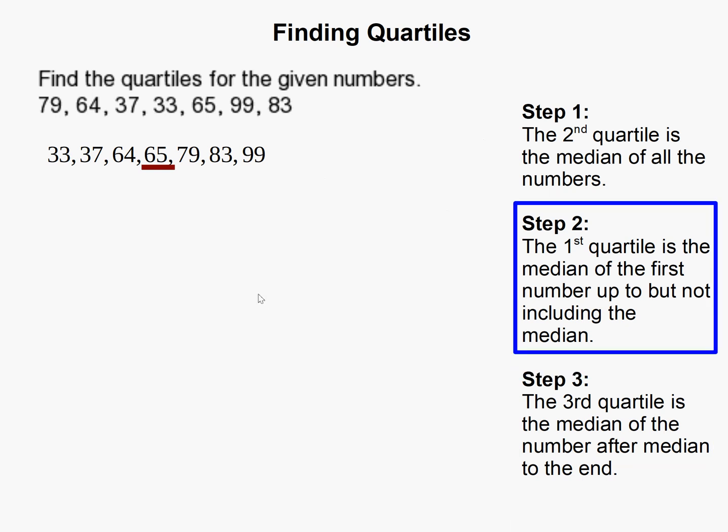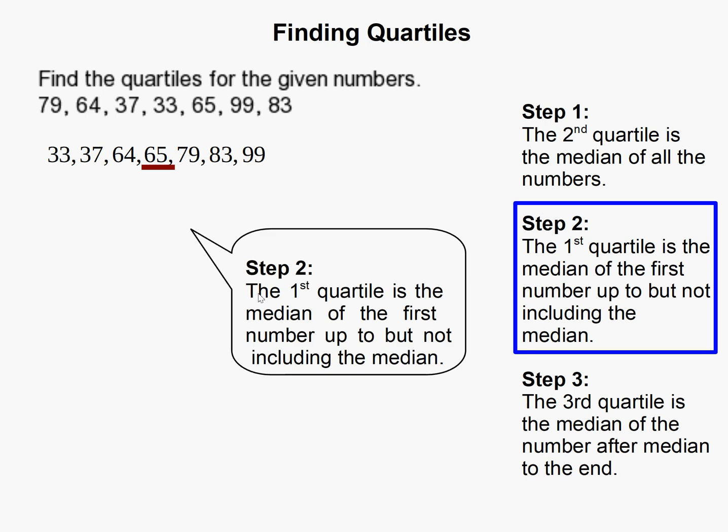Okay? Then what we do is we find the first quartile by going to find the middle number of what's left over to the left of the second quartile. Okay, so in this case it's pretty simple because there's only 3 numbers. So that means the middle number would then be 37. So that is actually our first quartile.